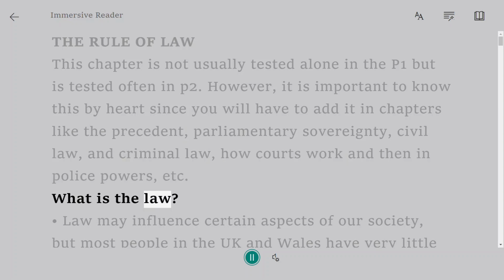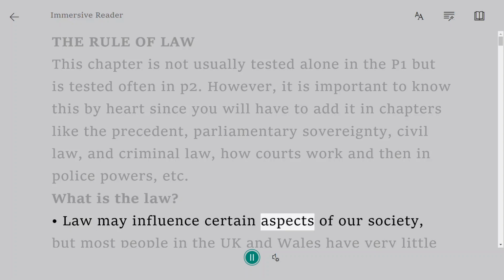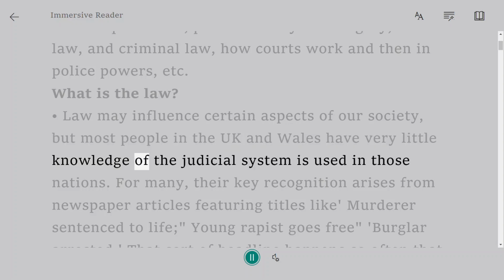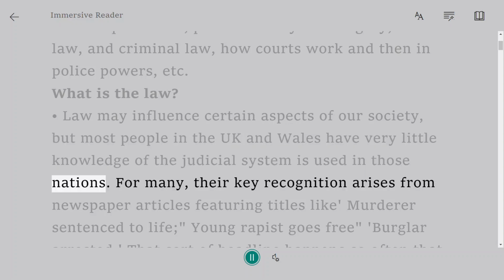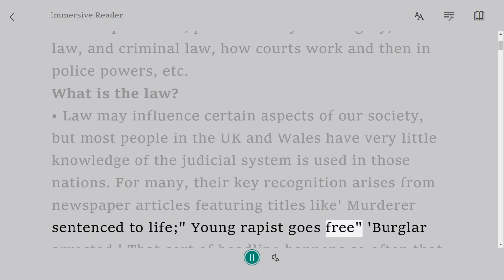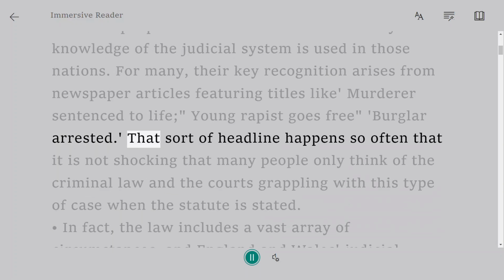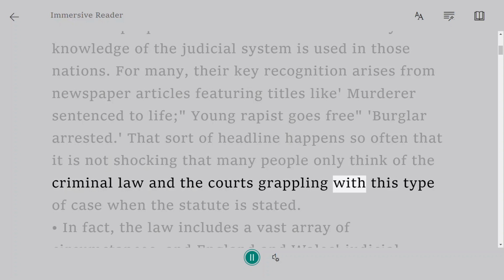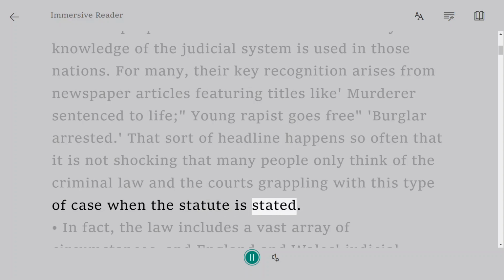What is the law? Law may influence certain aspects of our society, but most people in England and Wales have very little knowledge of the judicial system used in those nations. For many, their key recognition arises from newspaper articles featuring titles like "Murderer Sentenced to Life," "Young Rapist Goes Free," "Burglar Arrested." That sort of headline happens so often that it is not shocking that many people only think of the criminal law and the courts grappling with this type of case.